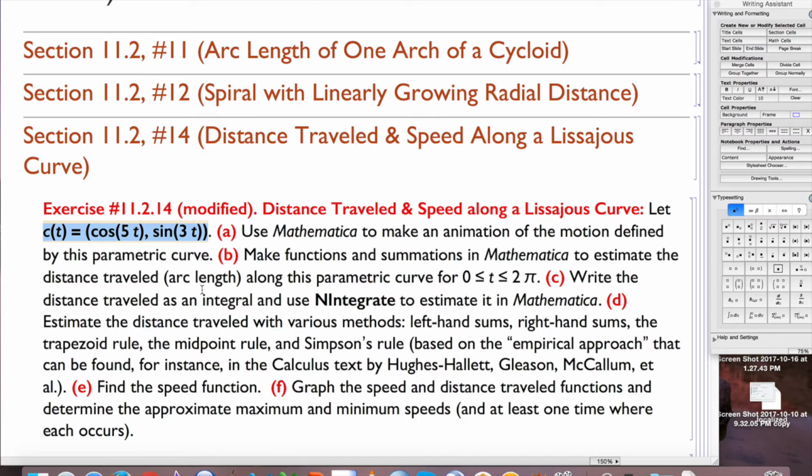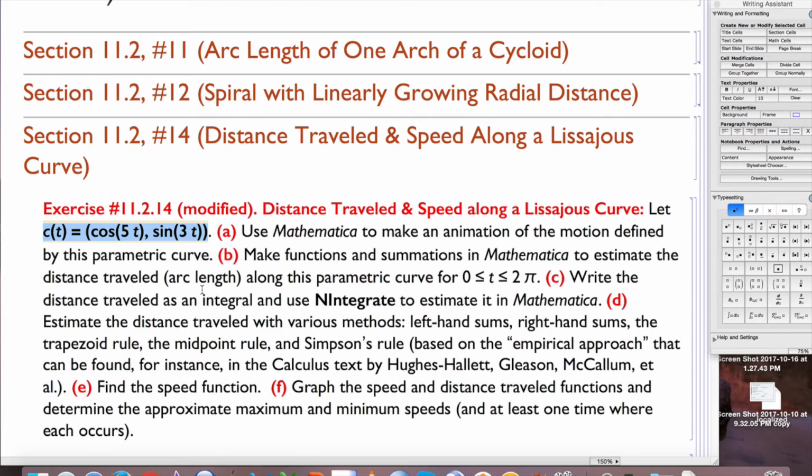It says take this parametric curve that I've highlighted here, c of t equals cosine of 5t, that's the x-coordinate, comma sine of 3t, that's the y-coordinate, and the problem says just use some sort of computer algebra system, either Mathematica or MATLAB or maybe even your calculator, to approximate the arc length of the curve this generates as t varies from 0 to 2 pi.